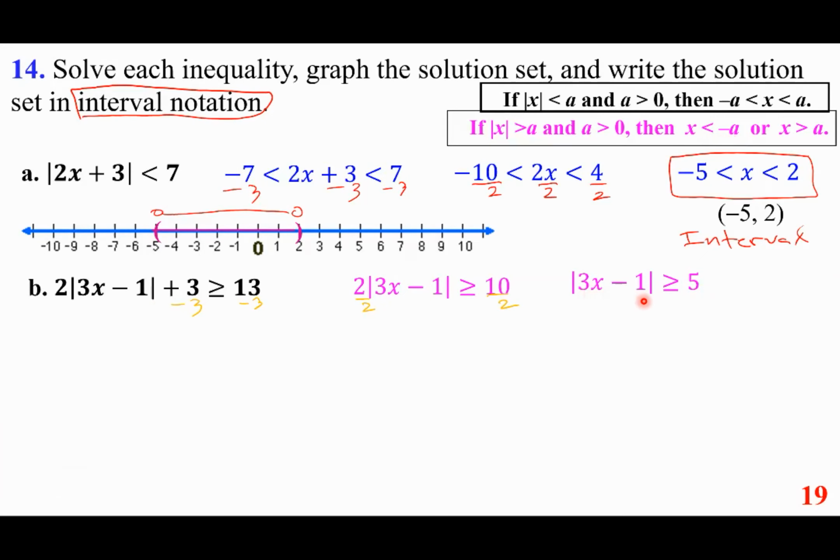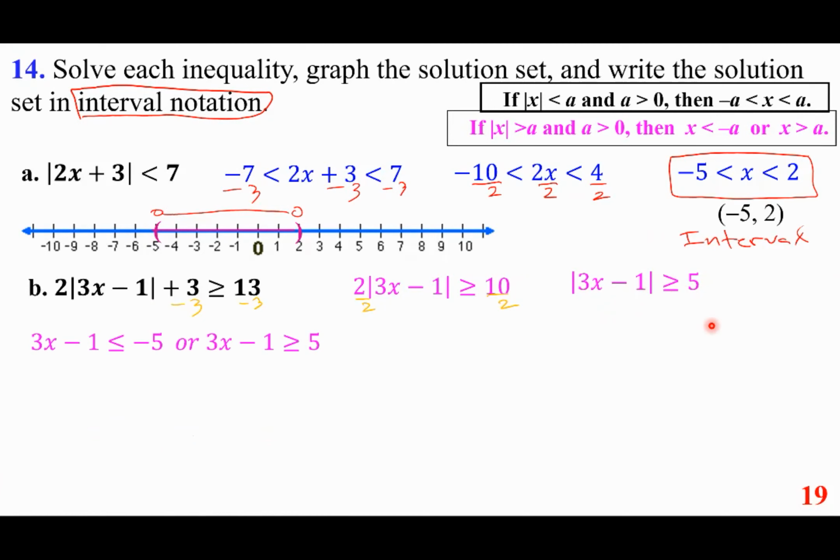So that means 3x minus 1 is less than or equal, because we have the equality, -5, or 3x minus 1 is larger than or equal to 5. In other words, drop the absolute value and put the or in between, and then change this to less than, or in this case, equal.